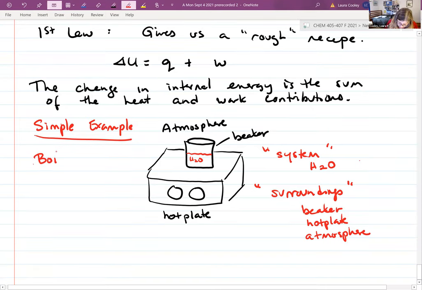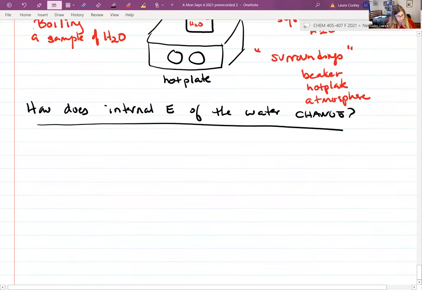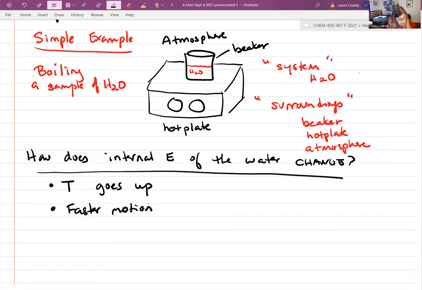And what I'm going to consider is boiling a sample of water. Okay. And how does water's internal energy change when this happens? All right. So what are the things that happen when you heat a sample of water? So, you know, a lot of heat is going into this water from the hot plate. So the temperature is going to go up. And what that's going to lead to is much faster motion. Liquid molecules will be moving faster, even though we didn't do a kinetic theory of liquids. It is true that if you heat up a liquid, those molecules move faster as well.